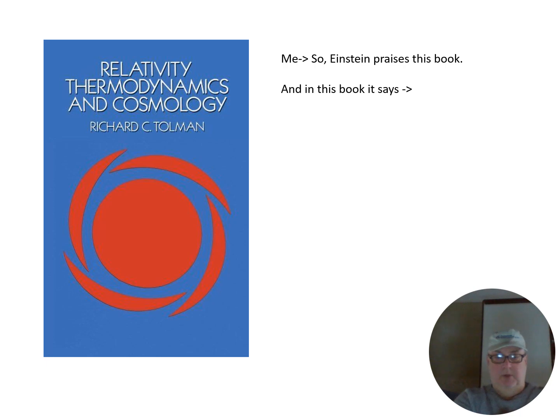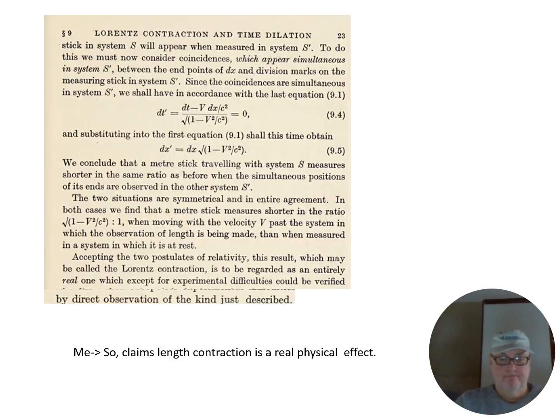So Einstein praises this book by Tolman, and in this book Tolman says the following. This is the page, and in it Tolman is claiming length contraction is a real physical effect. If I go down to the bottom bit, this is Tolman saying, except in the two postulates of relativity, this result, which may be called the Lorentz contraction, that's the length contraction, is to be regarded as an entirely real one, which, except for experimental activities, could be verified by direct observation of the kind just described. Right, moving on.